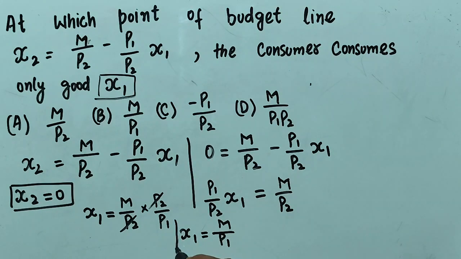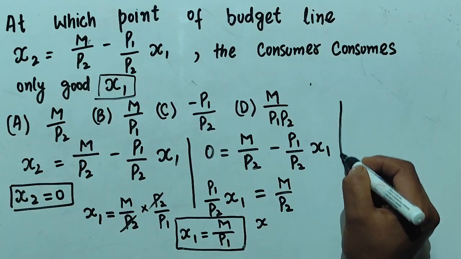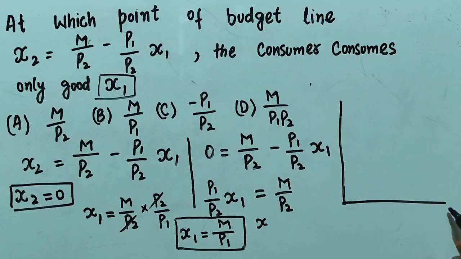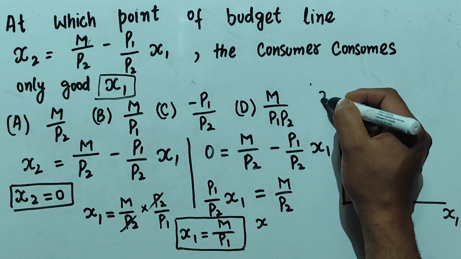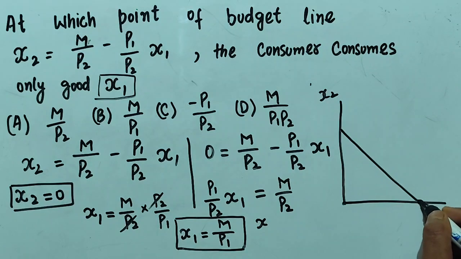So when consumer consumes only good x1, that means good x2 will be equal to 0. And if I draw the budget line here, so we have good x1, we have good x2 here. Drawing the budget line will look like this. So at this point we have x2 is equal to 0 and x1 is equal to m upon p1. That means consumer spends all income on good x1. That will be equal to income upon the price of good 1.